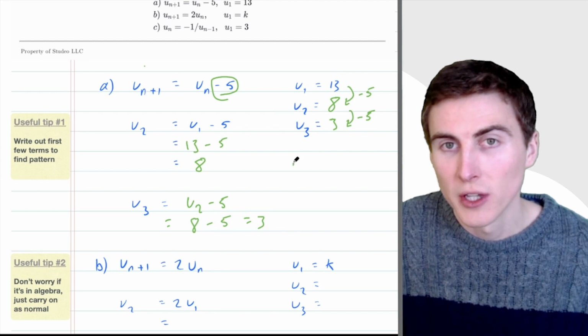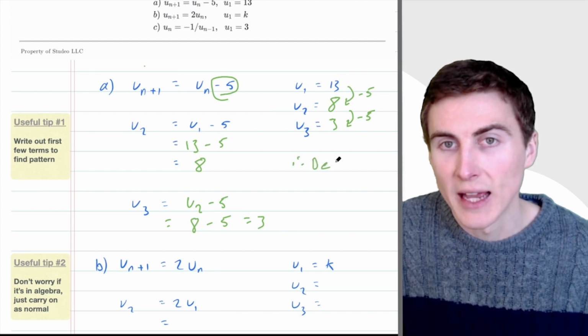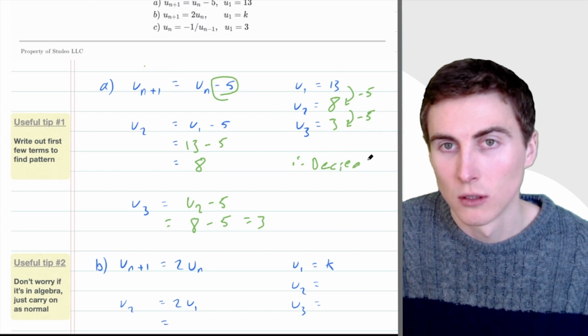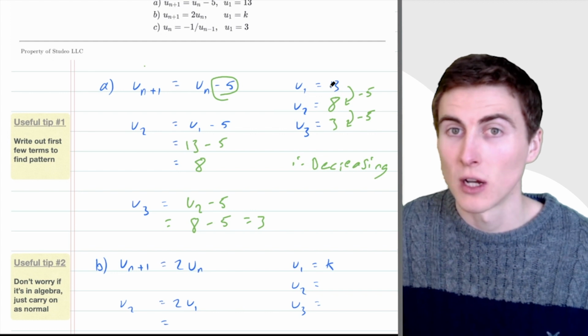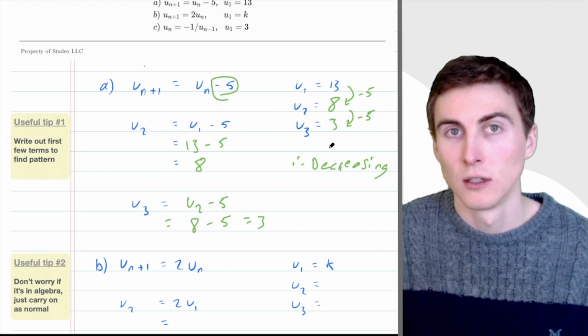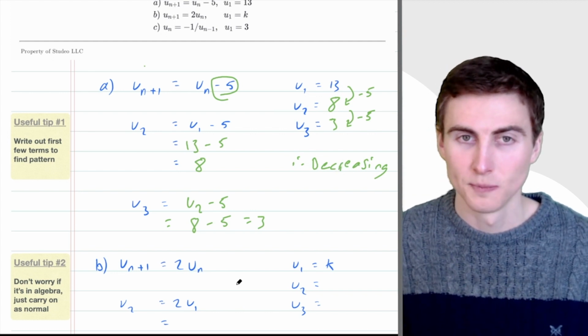So this, overall, is a decreasing function. It's an arithmetic sequence. It's decreasing by the same amount each time, and it's decreasing rather than increasing or being periodic. And that's it.